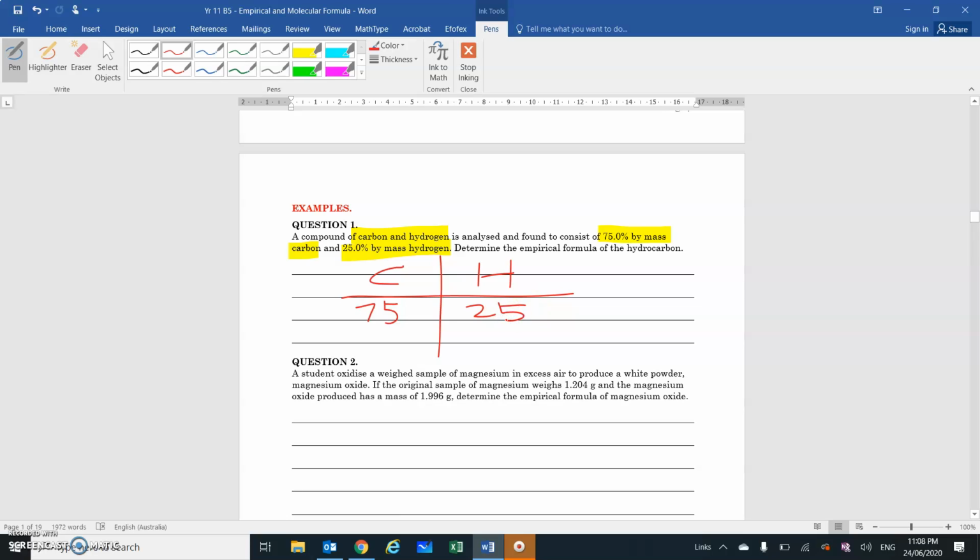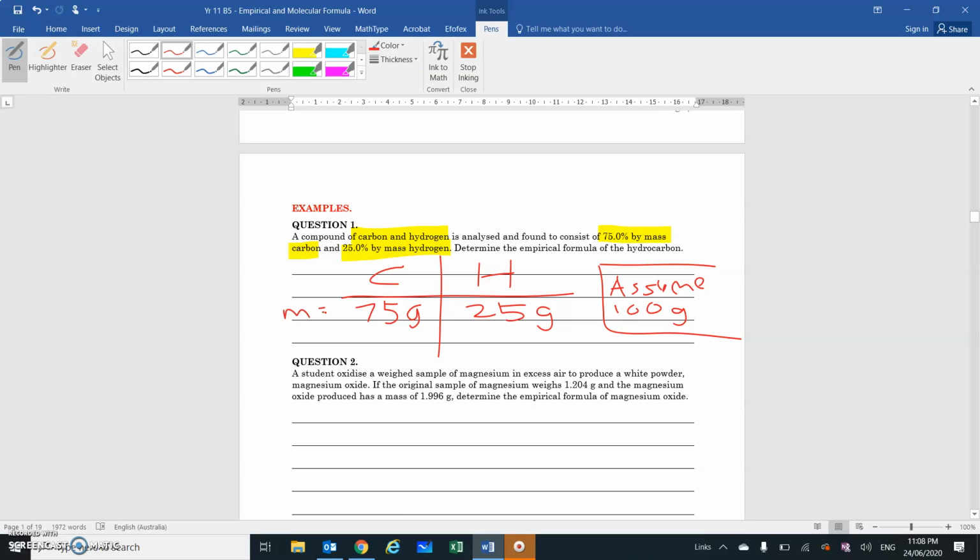Now you notice I didn't put the percentage. I'm going to change that to grams. The reason I can change that to grams is because I'm going to assume we have 100 grams of sample. So if we have 100 grams of sample, these 2 percentages can change to grams. So whenever you have percentages, you can change them to grams. So that is mass.